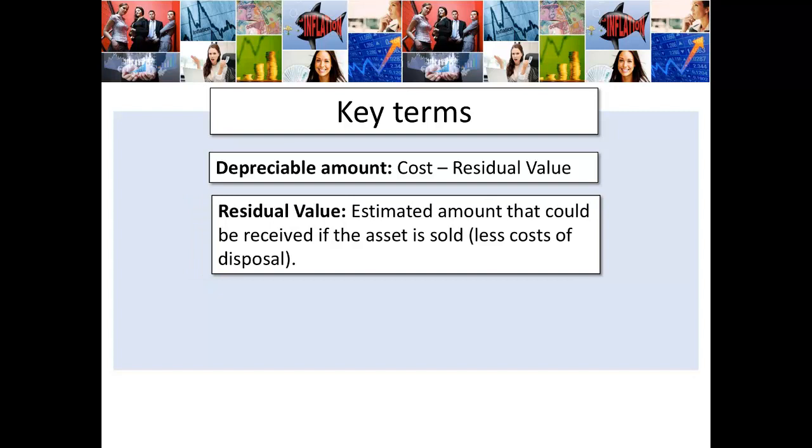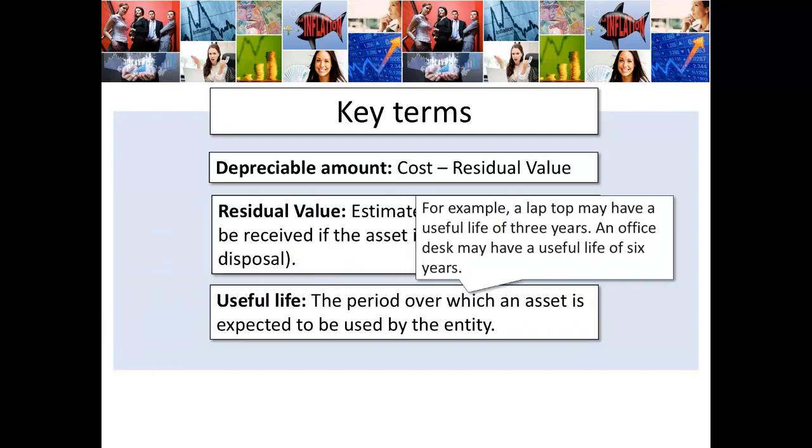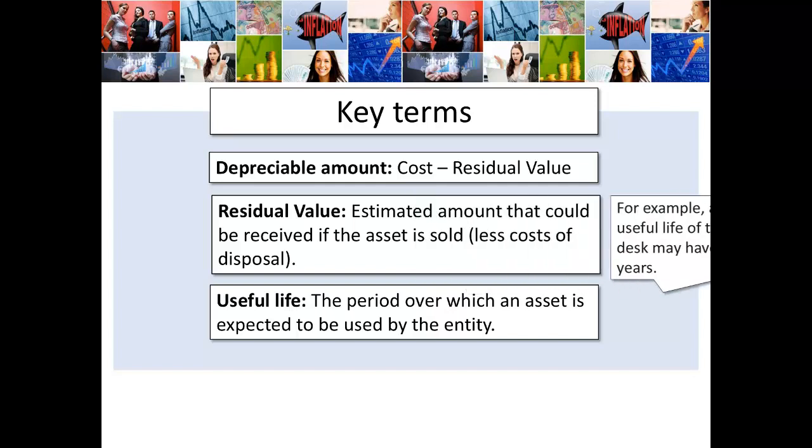Residual value, the estimated amount that could be received if the asset is sold, subtracting away the cost of disposal. The useful life of an asset is the period over which an asset is expected to be used by the business. So, for example, that computer may have a useful life of 3 years, whereas an office desk may have a useful life of 6 to 10 years. Different assets are going to have a different length of useful life.